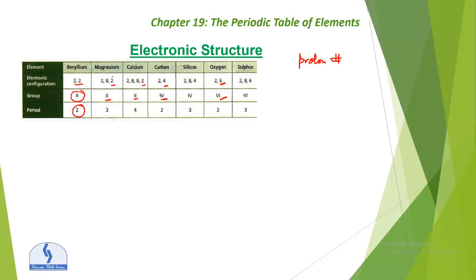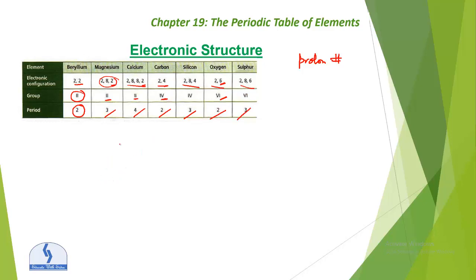Now the period number. Magnesium is covering 3 shells, that is 2, 8, 2, so the period will be 3. Calcium is covering 4 shells, the period number will be 4. Carbon is covering 2 shells, it is period number 2. Silicon is covering 3 shells, the period number is 3. Oxygen is covering 2 shells, the period number is 2. Sulfur is covering 3 shells, the period number is 3.